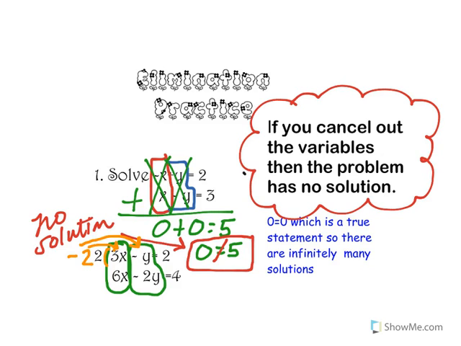So you're going to multiply this whole equation. So you have negative 2 times 3x, which is negative 6x, and then negative 2 times y, which is also negative, so it's going to become a positive 2y, and then negative 2 times 2 is negative 4. And then I'm just going to bring down my second equation. I don't have to multiply it by anything. I'm just bringing it down.